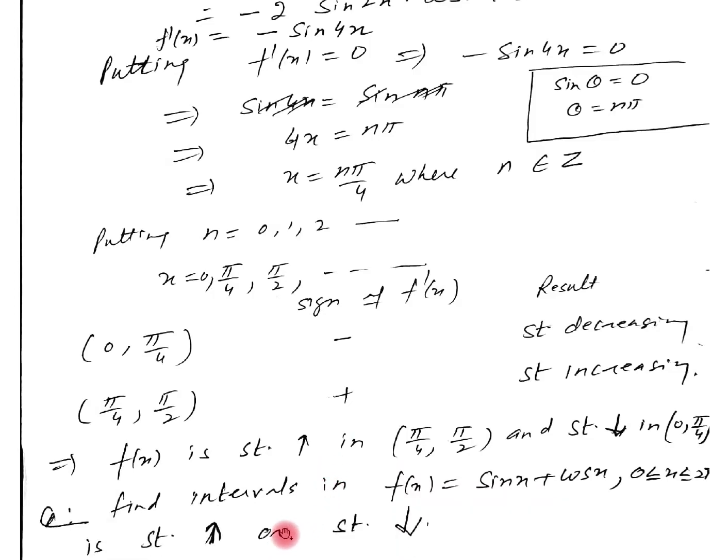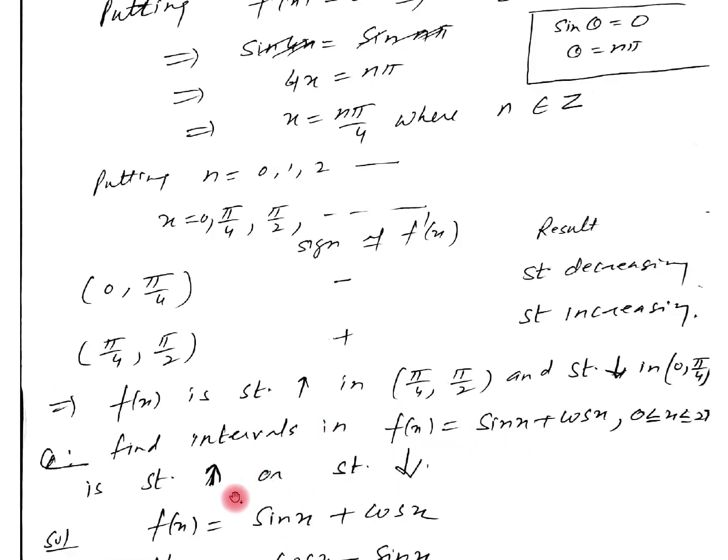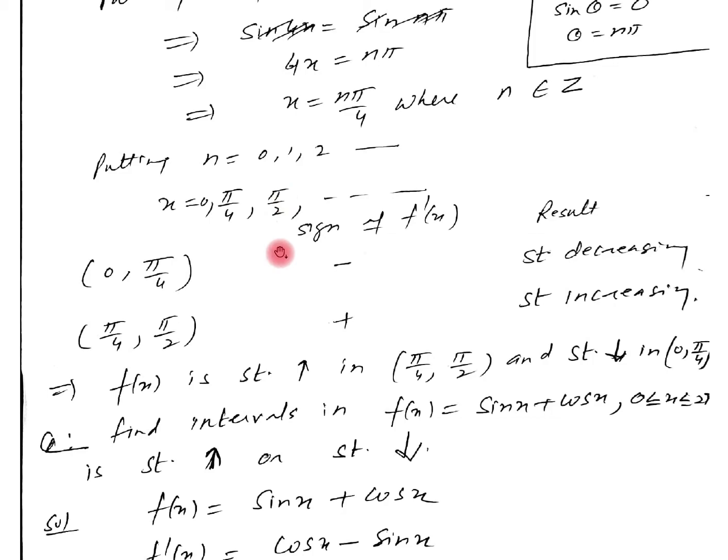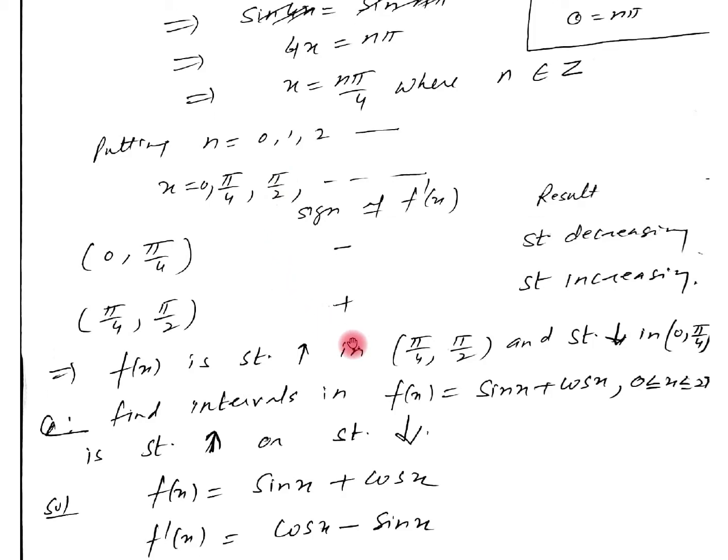Now let me consider again a similar question. Find the intervals in which f x equal to this, x lies between 0 to 2 pi, is strictly increasing or strictly decreasing. Again we will do the question by the same method. Now our interval is 0 to 2 pi.